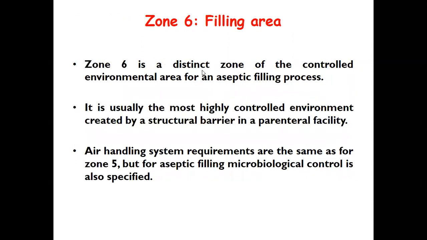Zone 6 is the filling area. It is the distinct zone of the controlled environment area for an aseptic filling process. It is usually the most highly controlled environment created by a structural barrier in a parenteral facility. Air handling system requirements are the same as for zone 5, but for aseptic filling, microbiological control is also specified.